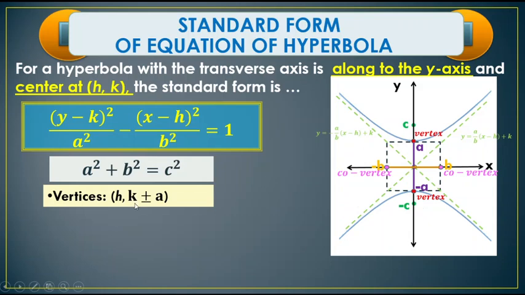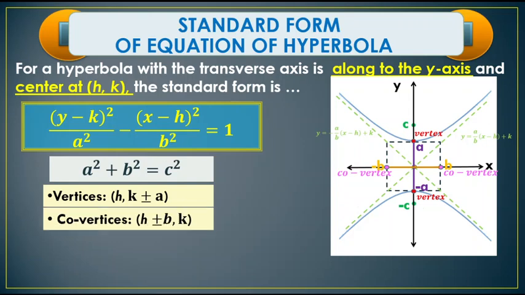Since ang orientation ng hyperbola natin ay naka-vertical, ibig sabihin, si A ang i-add subtract natin kay K. Okay? And then, copy lang si H. So, H, K plus or minus A. Now, for the co-vertices naman, again, ang kapartner nito ay si B. Kuhanin mo yung value ni B, at yun yung i-add subtract natin kay H. Laging vice versa lang, kasi naiiba lang lagi si co-vertices.